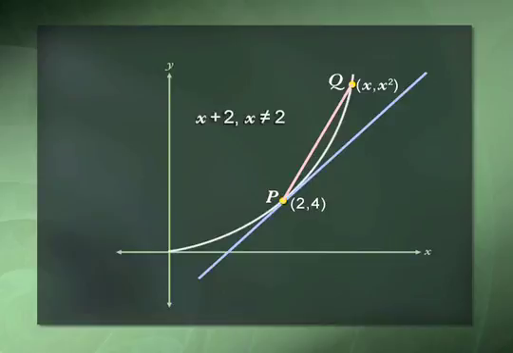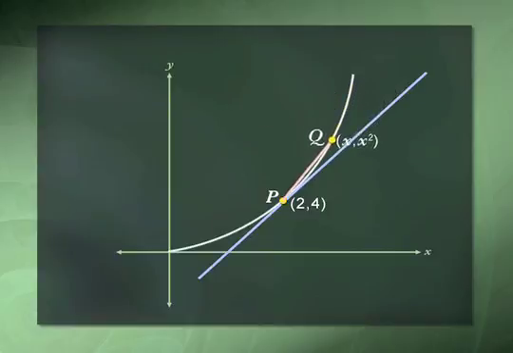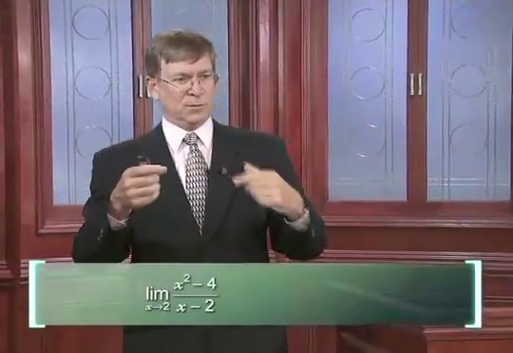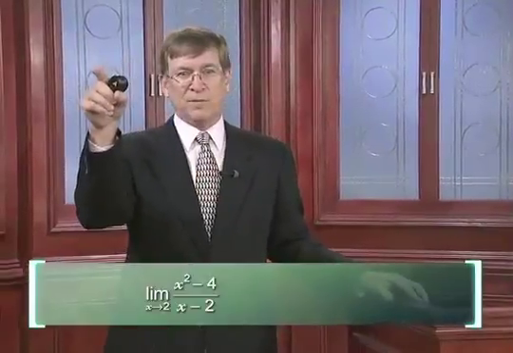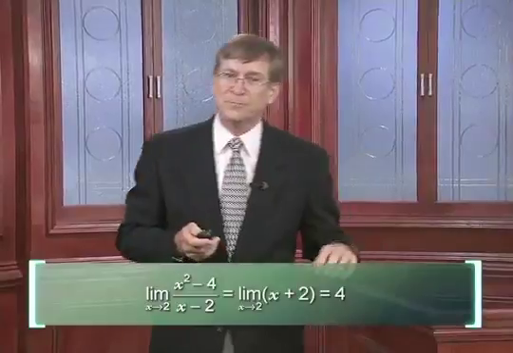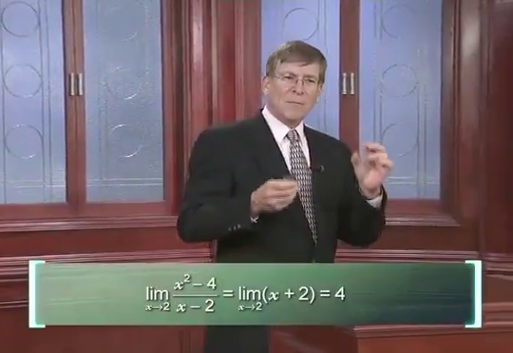And then we made the following observations. As Q approaches P, the secant line PQ approaches the tangent line at P, and that's equivalent to saying that x gets closer and closer to 2, and then we said the limit as x approaches 2 of (x squared minus 4) over (x minus 2) equals 4. Good. Well, let me put some notation in front of you now.